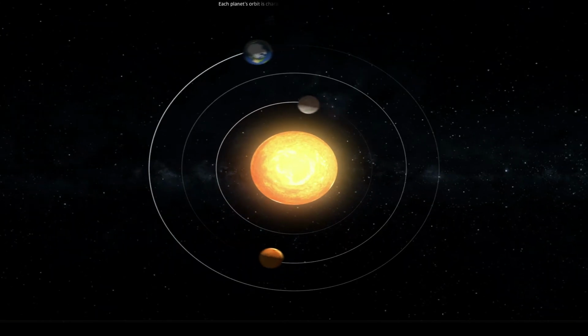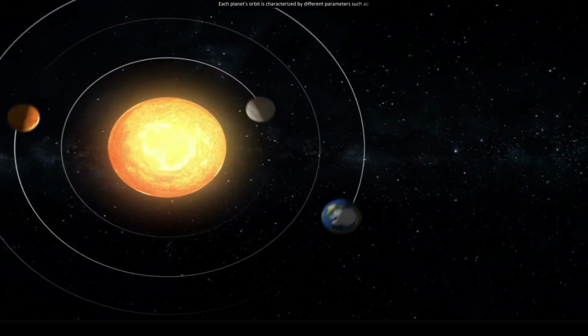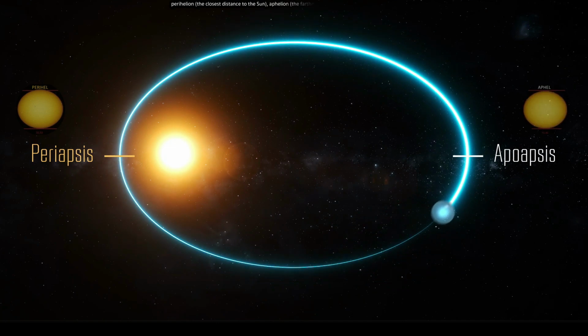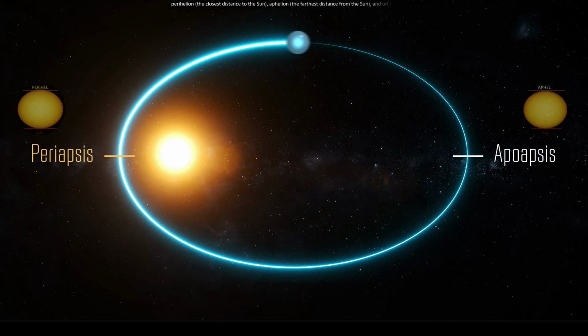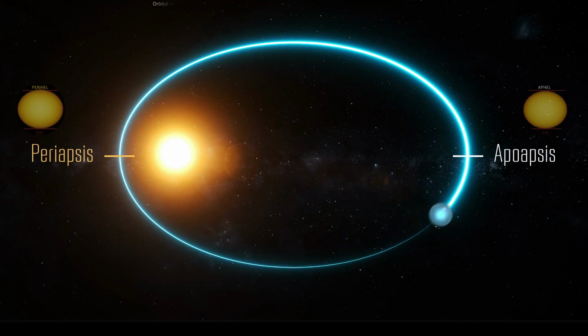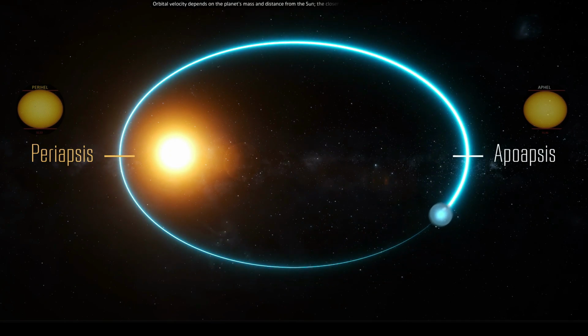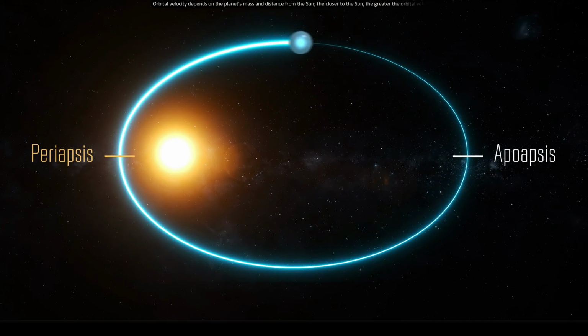Each planet's orbit is characterized by different parameters such as perihelion, the closest distance to the Sun, aphelion, the farthest distance from the Sun, and orbital velocity. Orbital velocity depends on the planet's mass and distance from the Sun. The closer to the Sun, the greater the orbital velocity.